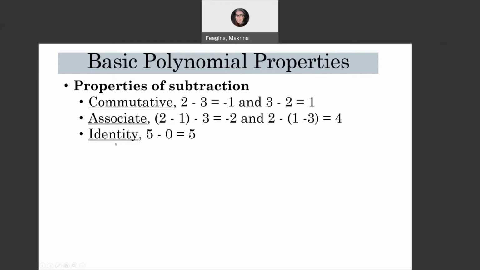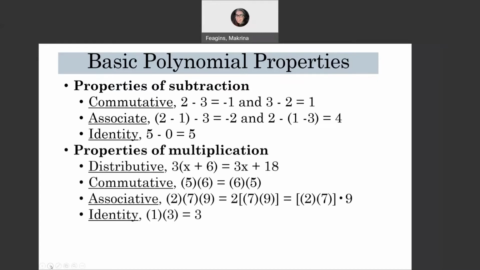Now, the identity, however, continues to be zero, and that is okay. So don't be thinking, oh, all the properties have to hold for all the operations. No, it doesn't work like that in arithmetic or in algebra.